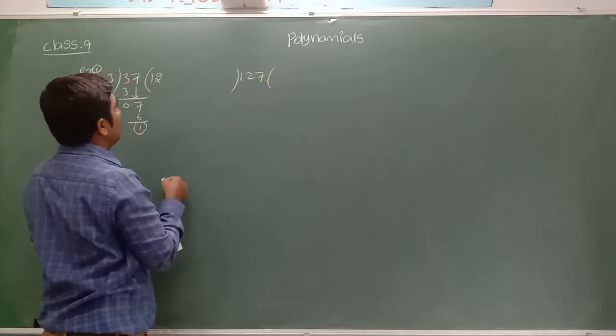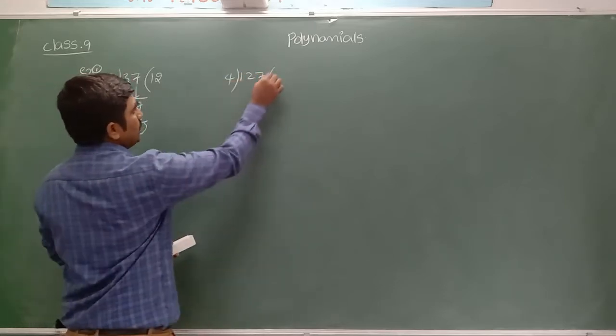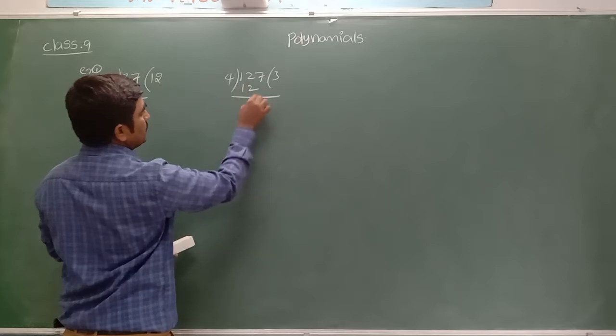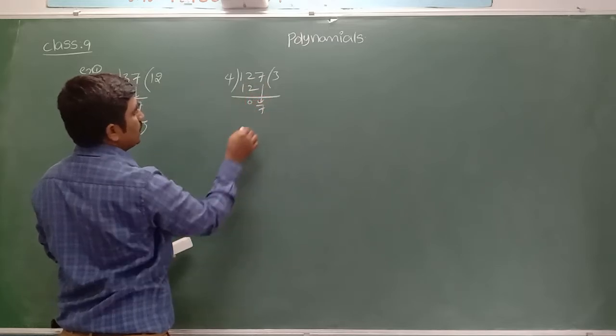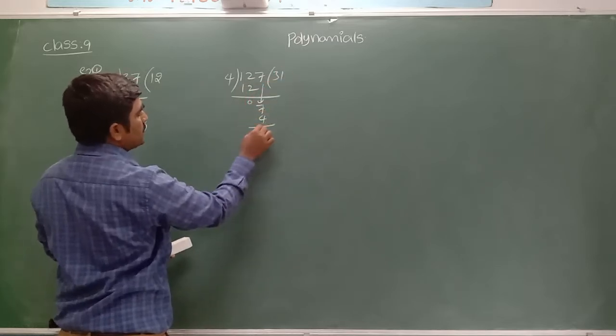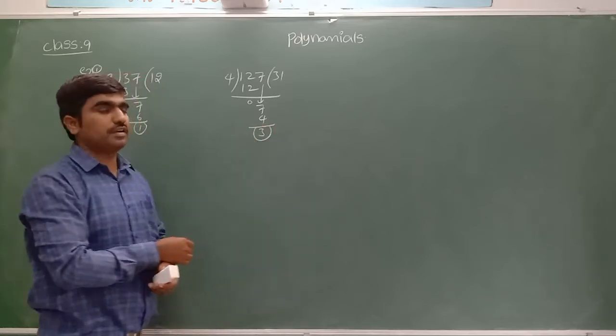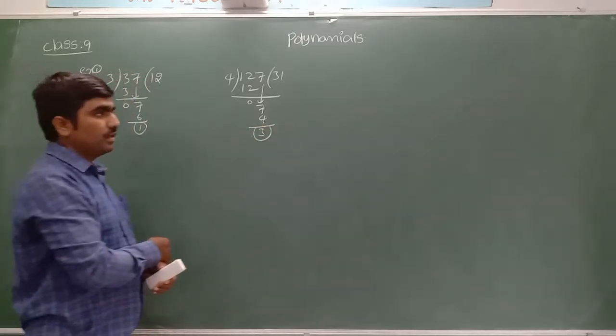Let me take one more example, 127. Let me take the divisor as 4. 4 3s are 12. So we'll take here 7. 4 1s are 4. What is the remainder I got? Remainder is 3.